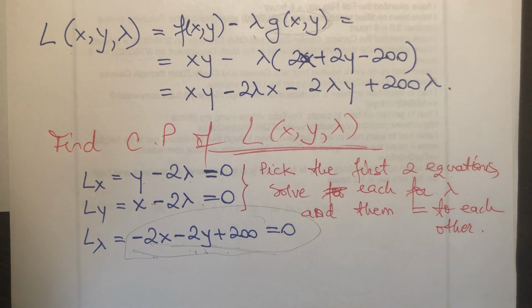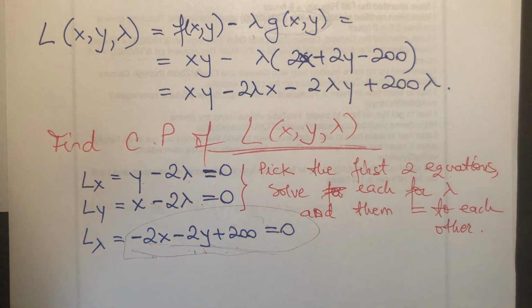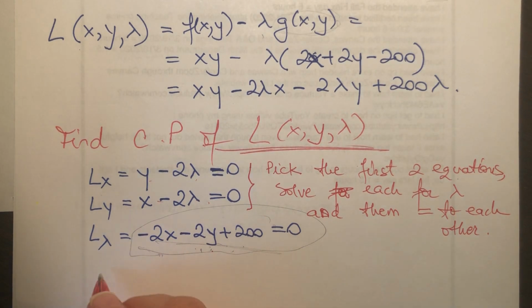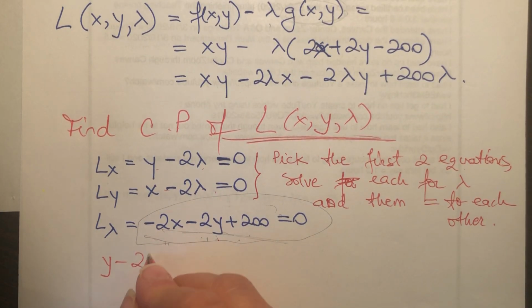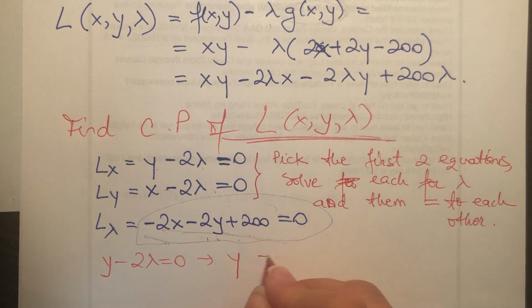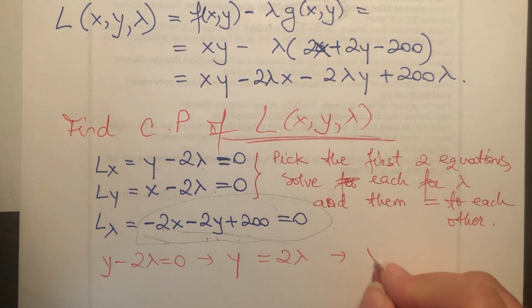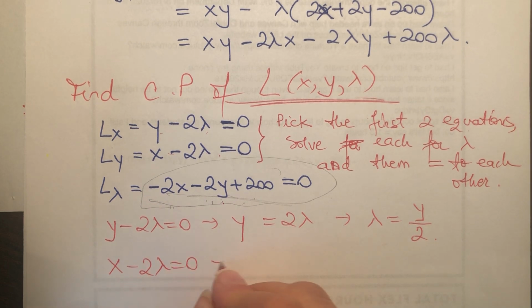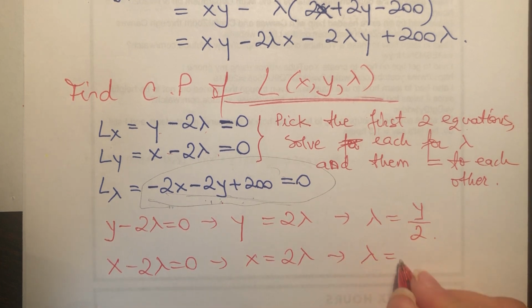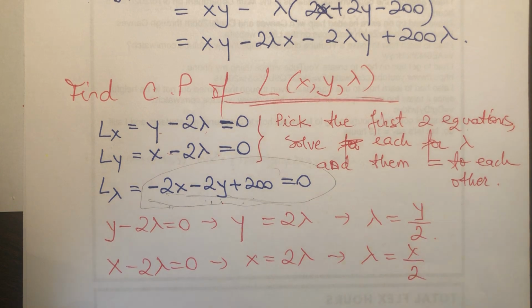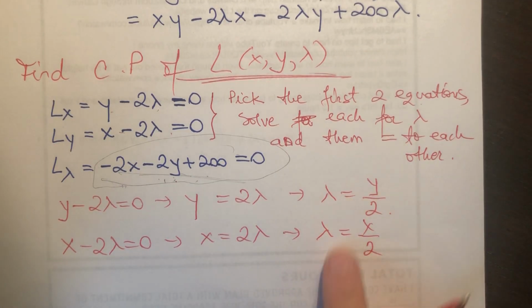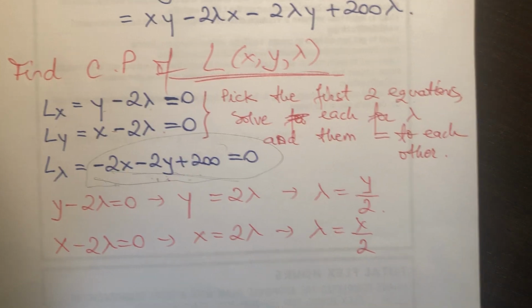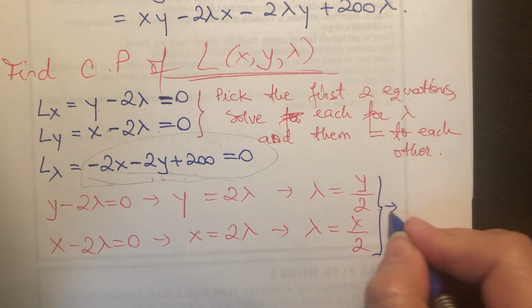Okay, so let's see what that means. The first equation says y minus 2 lambda is equal to 0. That means y is equal to 2 lambda. It says solve for lambda, so lambda is equal to y divided by 2. The second equation is x minus 2 lambda equal to 0. That means x is equal to 2 lambda, so lambda is equal to x divided by 2. Lambda is y over 2, lambda is x over 2. It said take these and set them equal to each other.